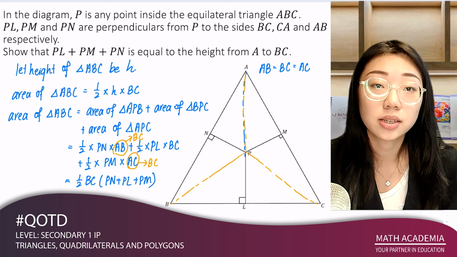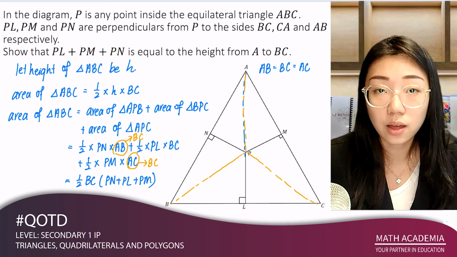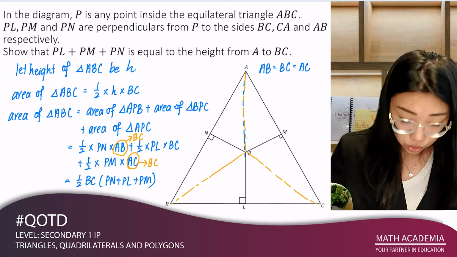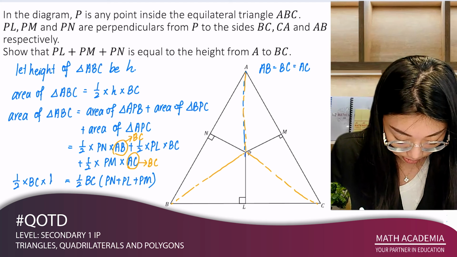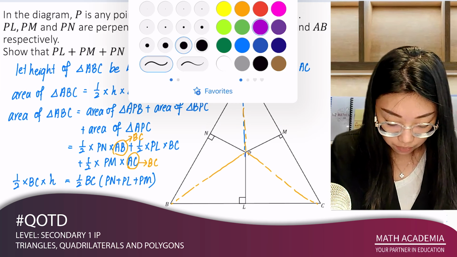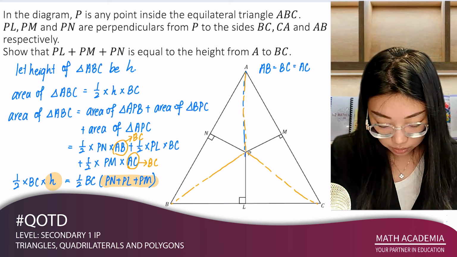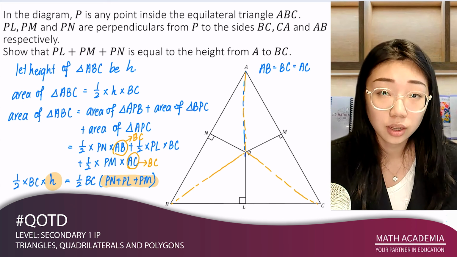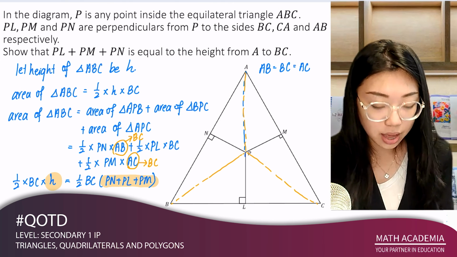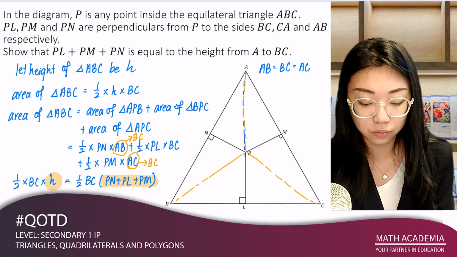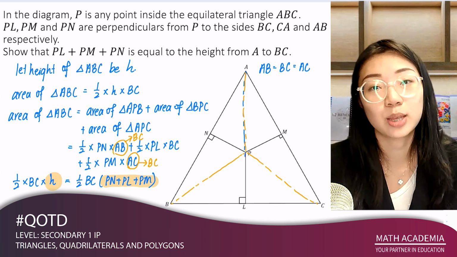So remember at the start, we realized that the area of triangle ABC equals half times height times BC. So if we equate these two together, half times BC times height, can we arrive at the conclusion that the height equals PN plus PL plus PM? So therefore, we have shown that PL plus PM plus PN is equal to the height from A to BC. I hope you understand my explanation. Thank you.